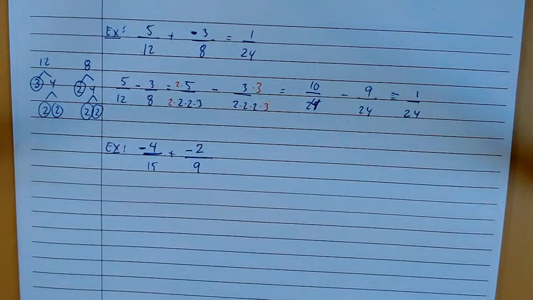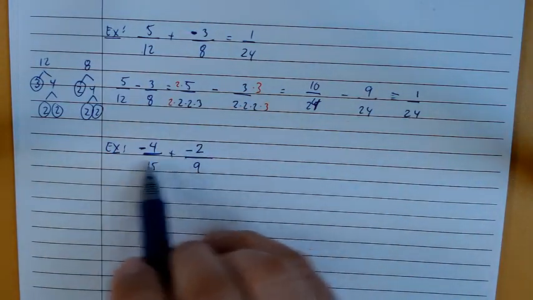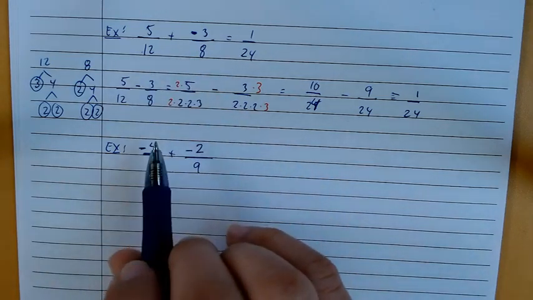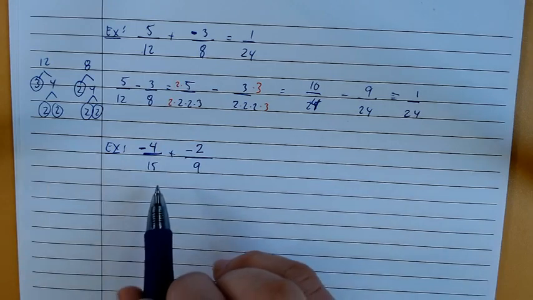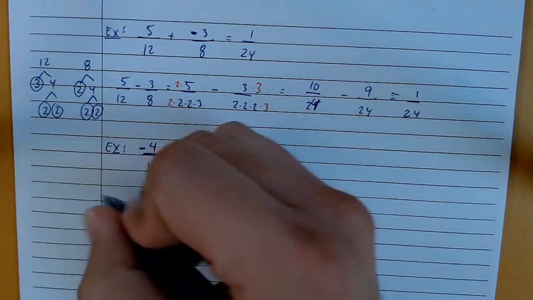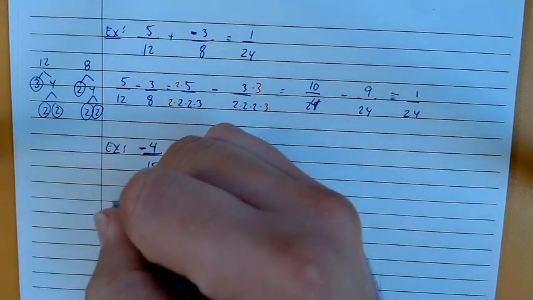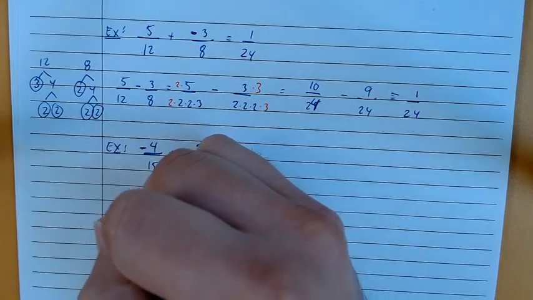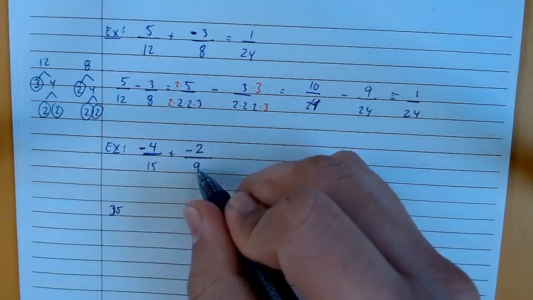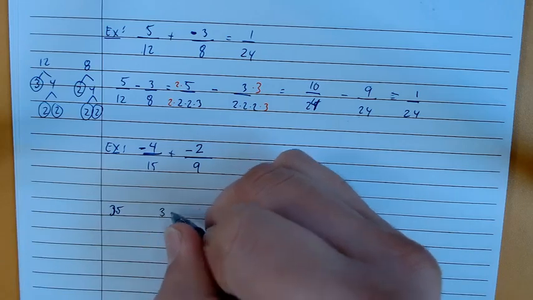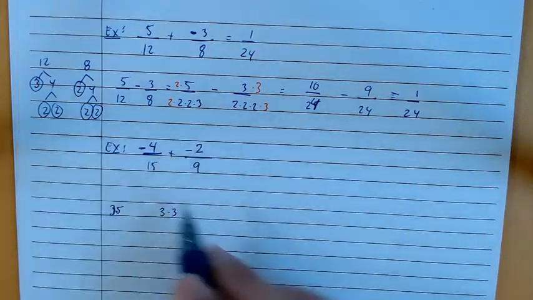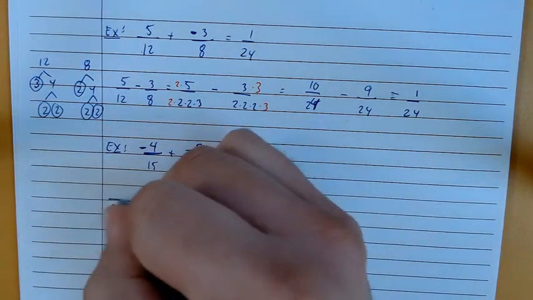Notice we're using the same two rules over and over again. If they have the same signs, there's one thing you do. If they have opposite signs, there's something else you do, and that's it. Those are the only two possibilities. So here we need a common denominator. 15 is 3 times 5. And 9 is 3 times 3. Right, those are the prime numbers that multiply together to give you 15 and 9.